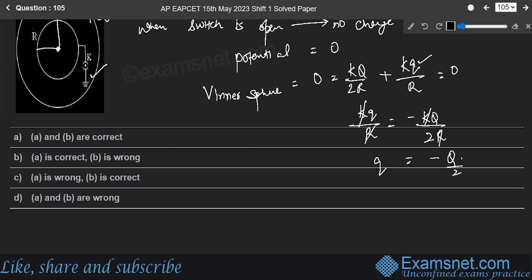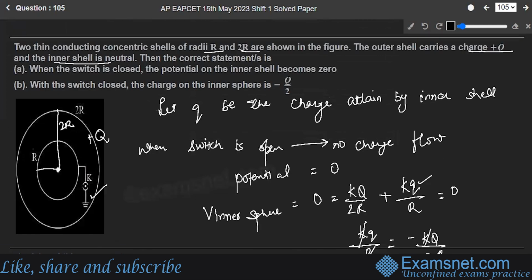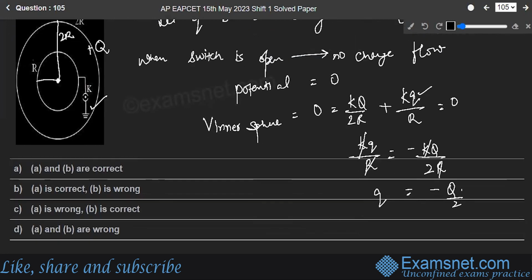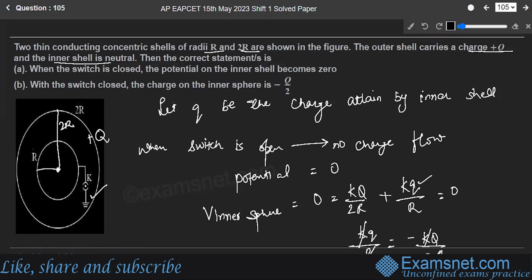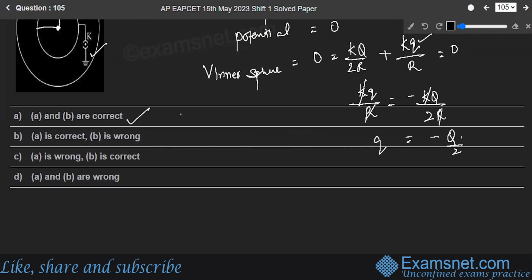Okay, so when the switch is closed, the potential on the inner shell becomes 0. That is absolutely correct. And when the switch is closed, the charge on the inner sphere is minus Q by 2. So both are correct. That makes option A the correct answer. Hope you understood this.